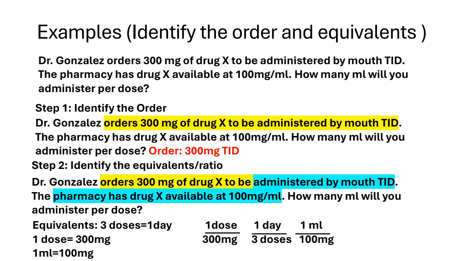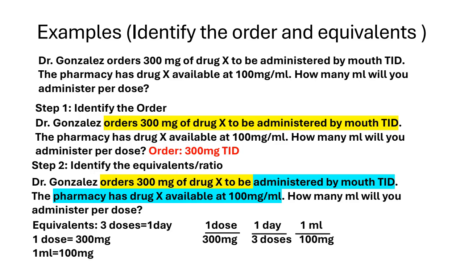So the question is asking, how many mLs will you administer per dose? So step one, let's identify the order. The order of the doctor is going to be 300 milligrams of drug X 3 times a day. Okay, so that's the first thing. Now on step two, let's identify the equivalents and the given ratios. So we already know that 300 milligrams will give you the one dose.